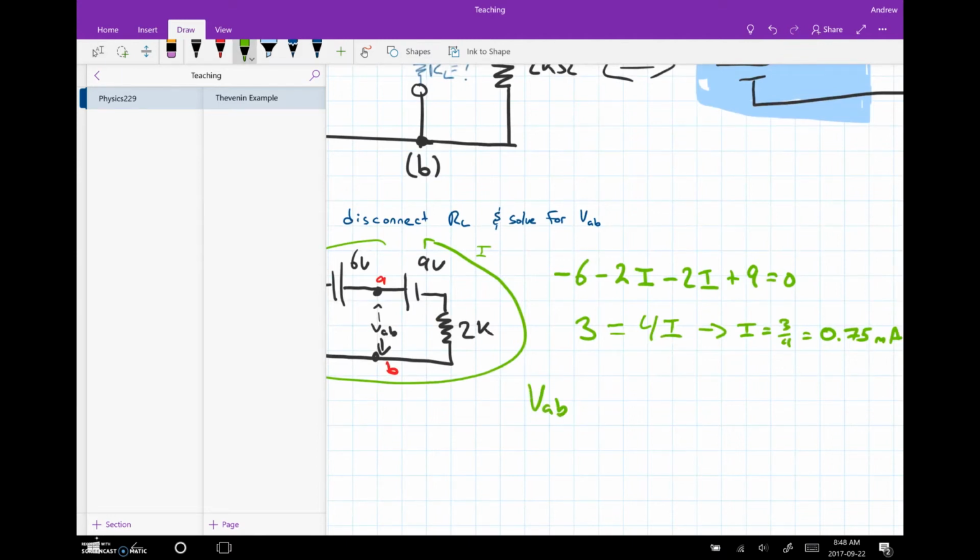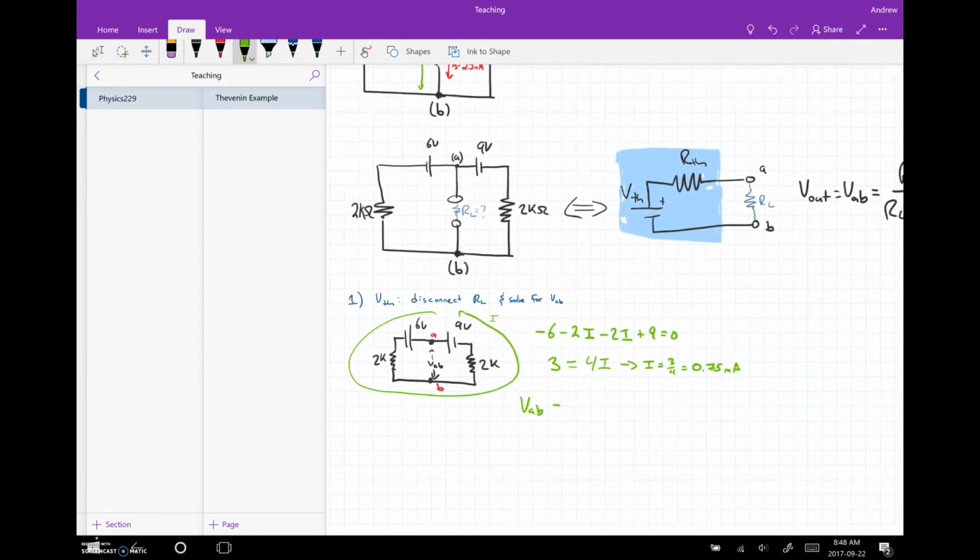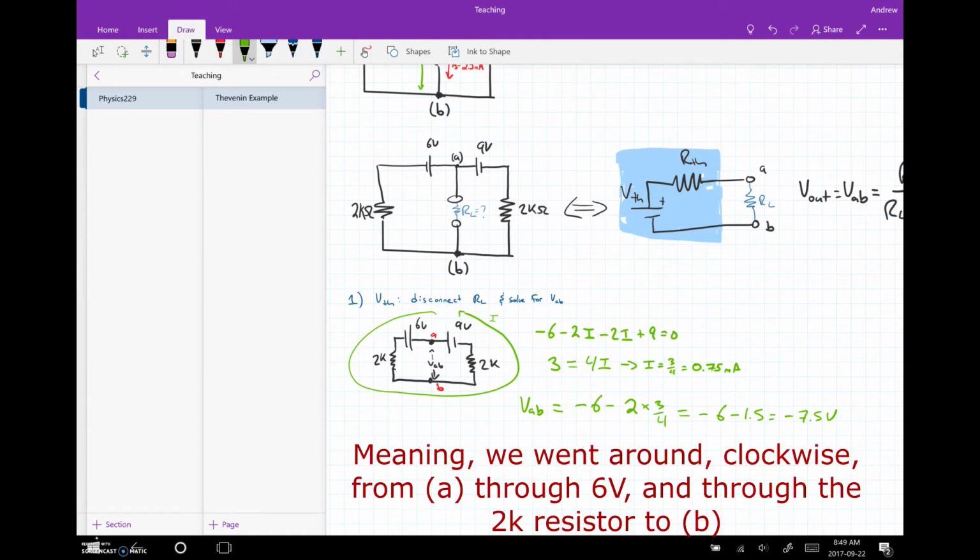So V from A to B is equal to, again, -6 volts. We drop another 2 times 3/4. That's across the resistor here. Equals -6 minus 1.5 equals -7.5 volts. You might say, hang on, I went around this way and I went through a 2K resistor and I got -7.5 volts. Why does that not work the other way?